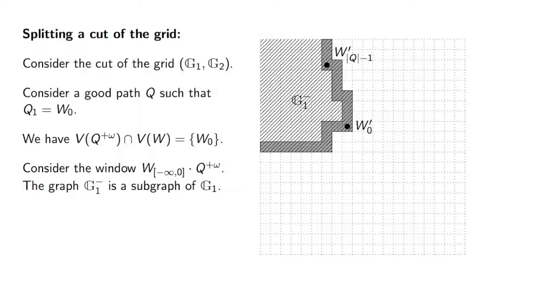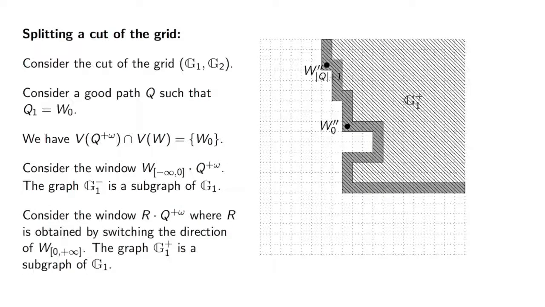Its left side is a graph called G1-. The graph G1- contains the left side of the extension of Q. Moreover, this graph is a subgraph of G1. Similarly, we can define another window which is the concatenation of the extension of Q in the segment of W from 0 to +infinity. The new window is called W2. Its right side is a graph called G1+.